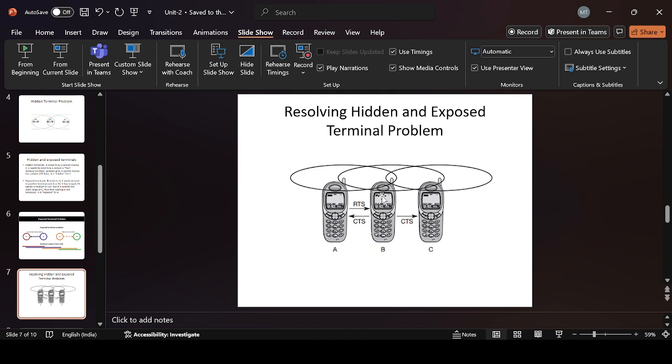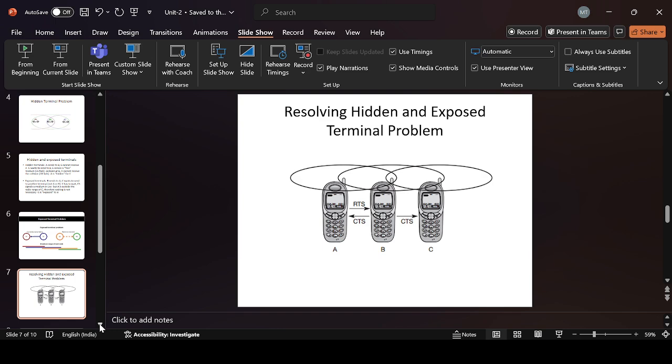In this RTS signal, the destination node's address will be A's address and the time duration also will be specified. When C receives the RTS signal, C will understand that some transmission is going on between A and B, and that is in no way going to affect the transmission of C. So C will start transmitting to another node D, which is placed somewhere else. This is how the exposed terminal problem is resolved.